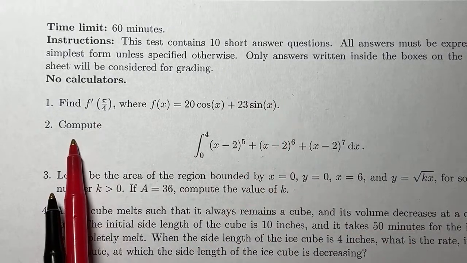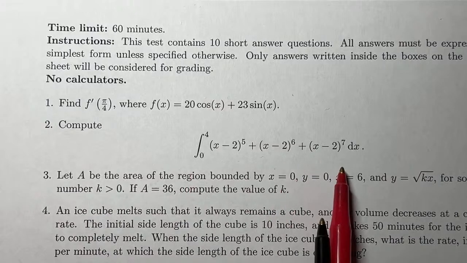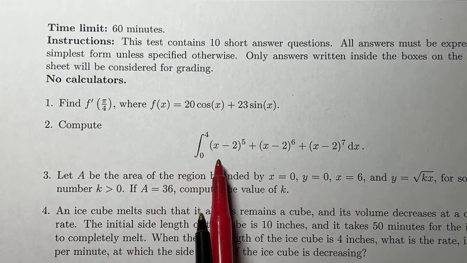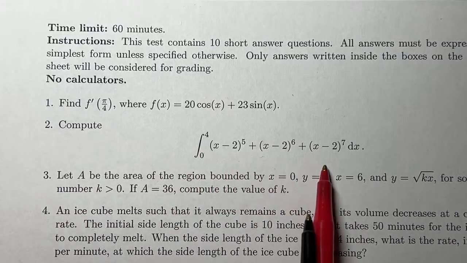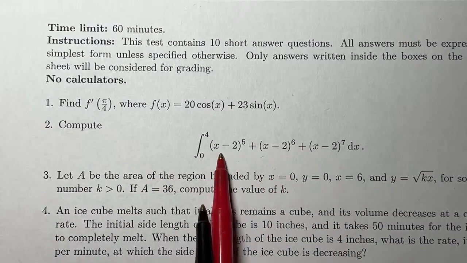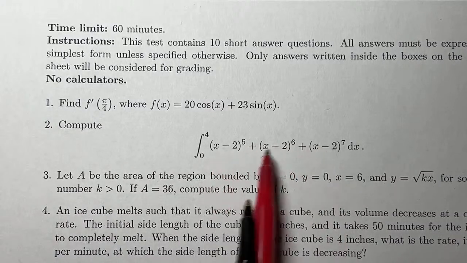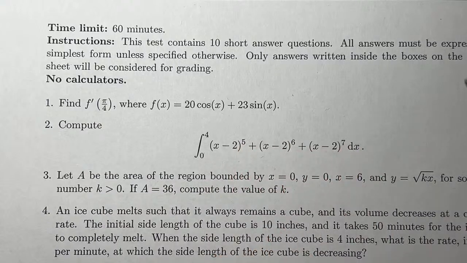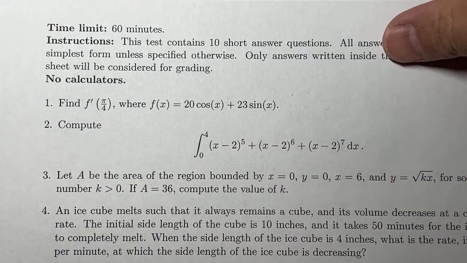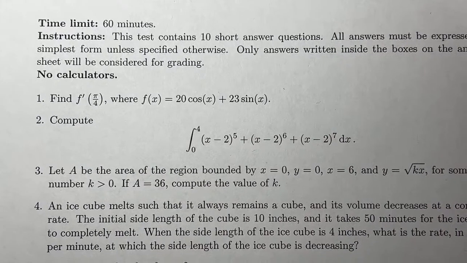For the second one, we're going to compute this integral going from 0 to 4 of x minus 2, and that's the trig right here. The input is all x minus 2. The powers are different, of course, but I will say do a quick u-sub, and that should be pretty straightforward as well.